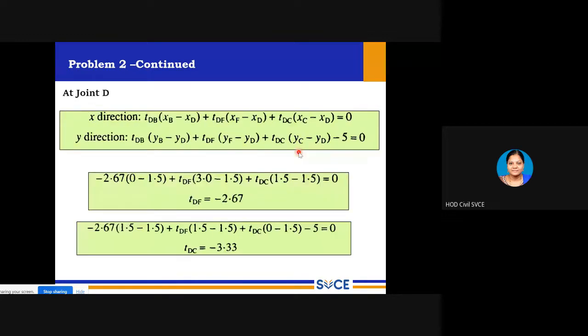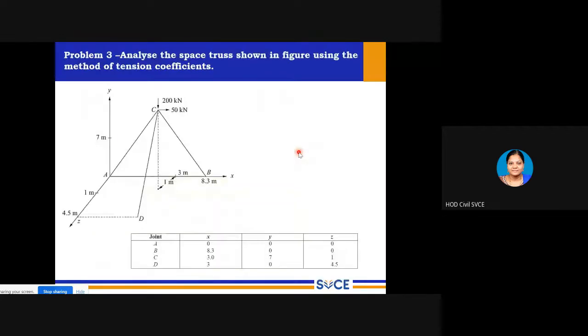Okay. Now we'll move on to the next problem, problem three, which is a simple space truss, three-dimensional truss. Okay, so we are going to solve it again by the method of tension coefficients. Okay, so now here the origin, this is the coordinate system given, this is the X coordinate, this is the Y axis and this is the Z axis.